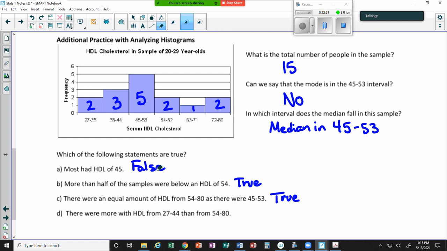There were more with an HDL from 27 to 44 than from 54 to 80. They're equal, right? From 27 to 44, there's what? From 54 to 80, there's what? There's not more, they're equal. Make sense?